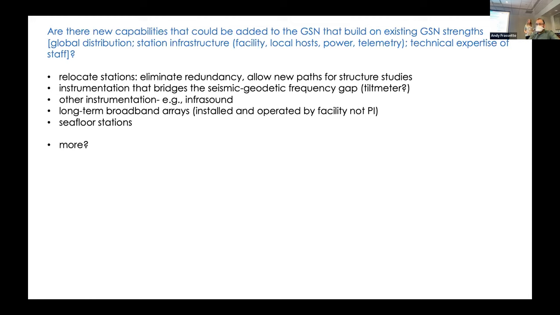Well, and one thing that the standing committee has talked about is putting one of those arrays somewhere where there is a gap. Right. So you could check two boxes at the same time, where you could have an array somewhere where there currently is a gap in the station coverage. Yeah. I love it.